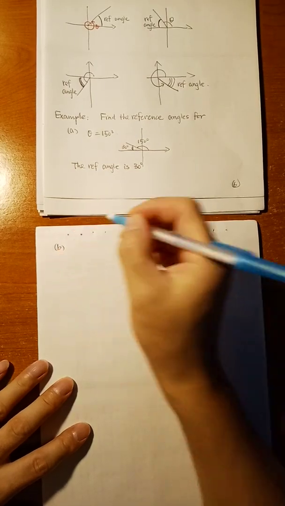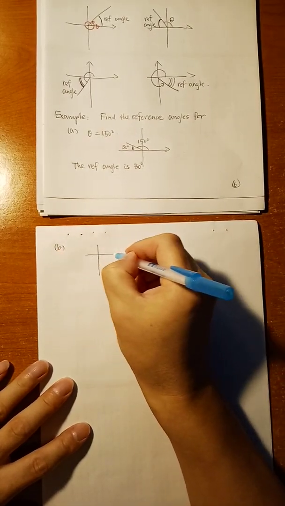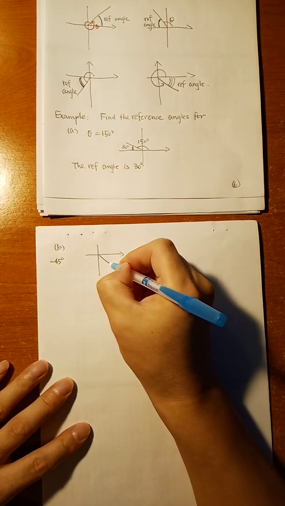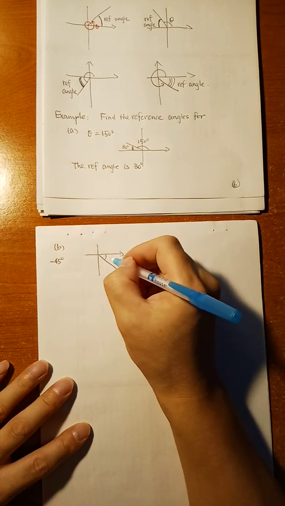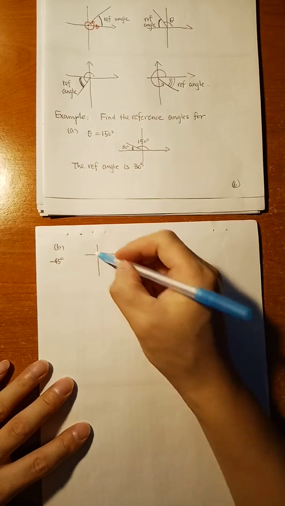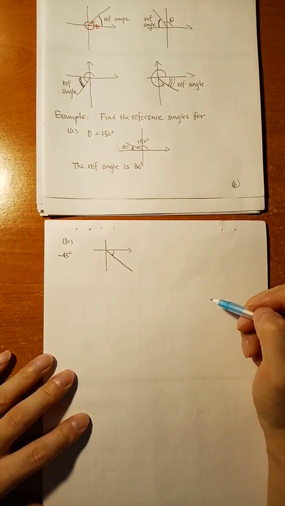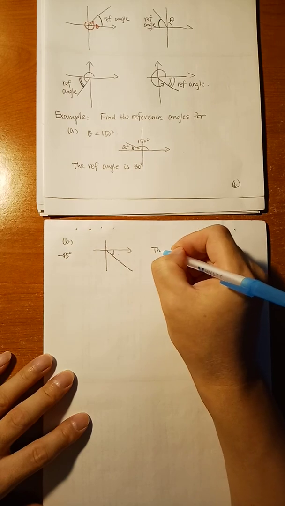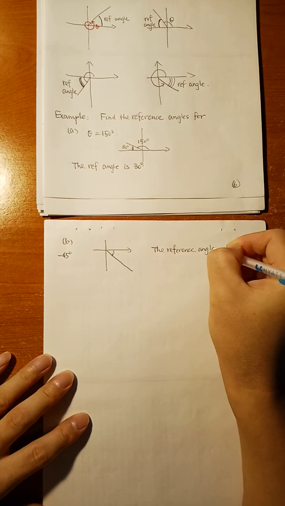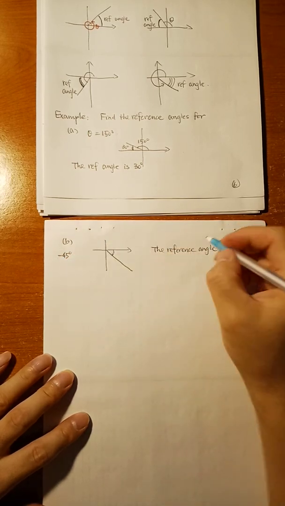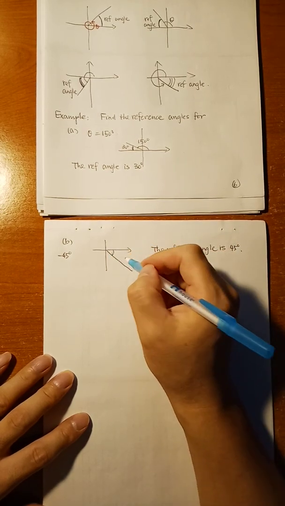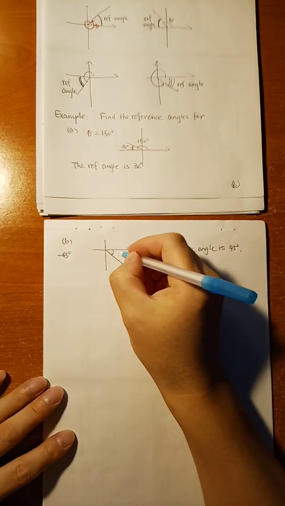And B, negative 45 degrees. Negative 45 is clockwise, so that's why you get the negative. 45 means it's diagonal. The reference angle is the same thing, but you just ignore the negative sign. Right? You only ignore the negative sign. That's the same thing.